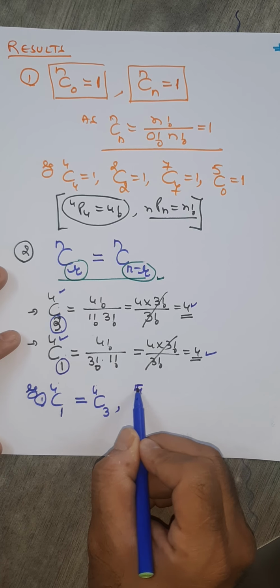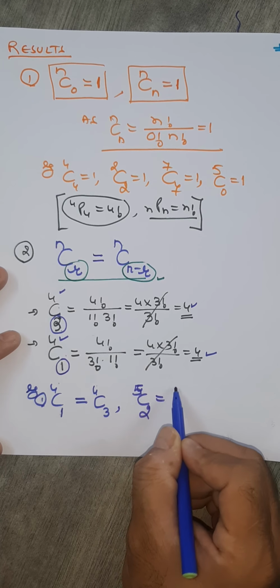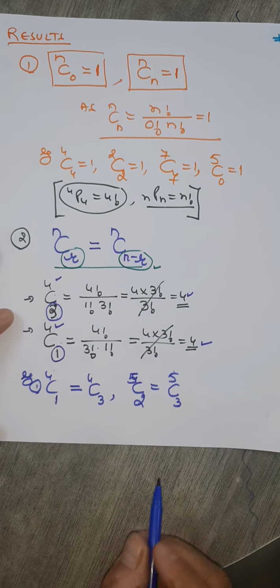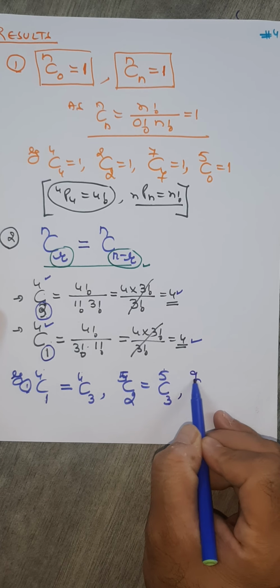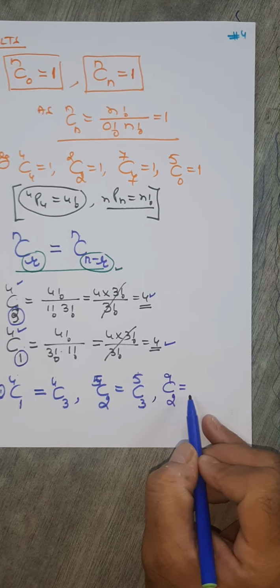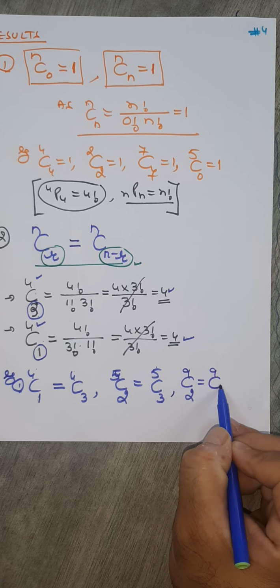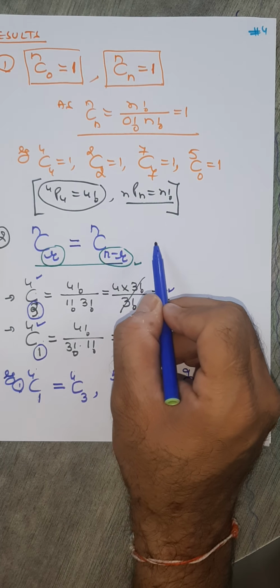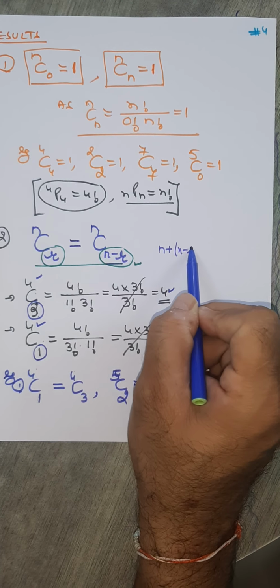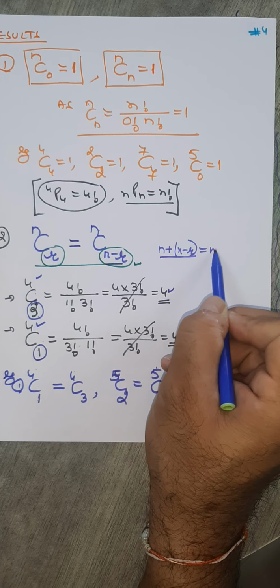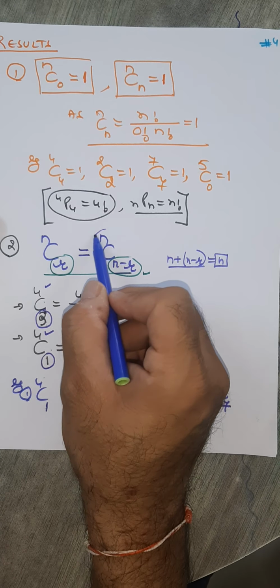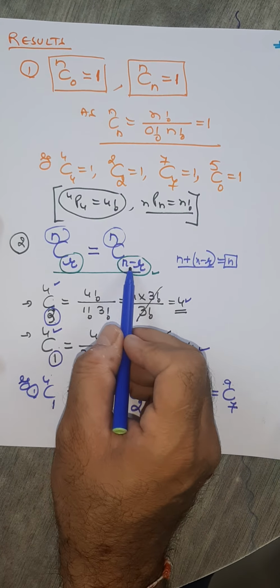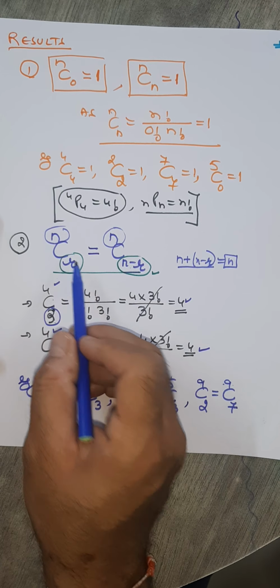If I write 5C2 equals 5C, what should I write? 3, because the sum of these two is the upper number. Okay, one more. Suppose I write 9C2, that equals 9C7. Why? Because the sum of these two is the upper number. The summation of these two, r plus n minus r, gives n, which is the upper number. That's what this result says. It can be proved very easily. Write the formula, which you already know, and these two are always equal.